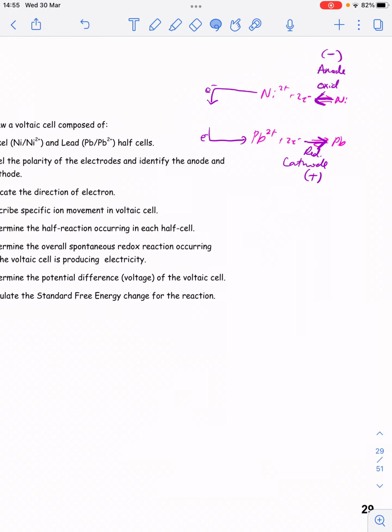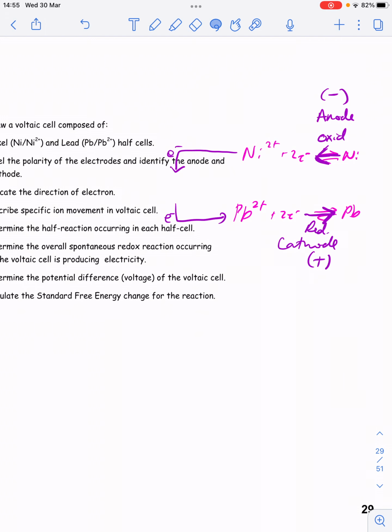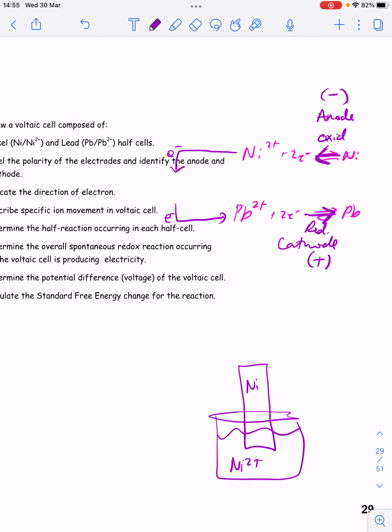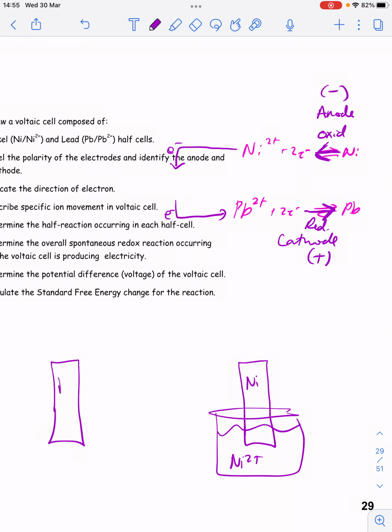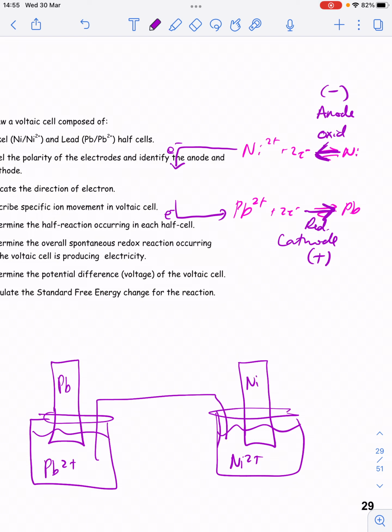Now, I won't do that because it'll make all the writing sideways. But that's essentially what we're going to do. If we stand that nickel up like this, put it in nickel solution, and we put the lead over here in the lead solution. Don't forget your salt bridge.